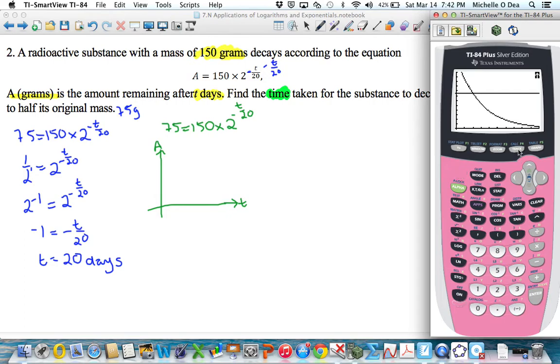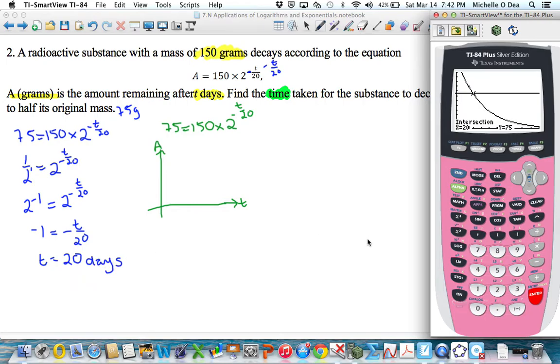So we go second trace. We want intersection, so we choose number 5. First curve, yes. Second curve, yes. And as I said last time, you can have a guess or you can just press enter. It doesn't matter. So we can see x equals 20, y equals 75, which matches what we had here.